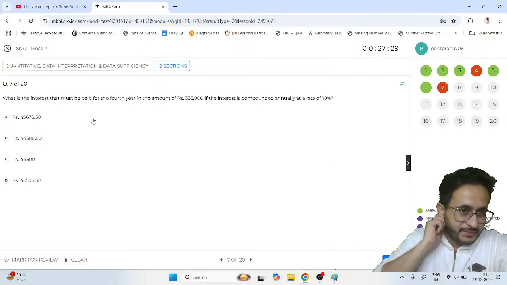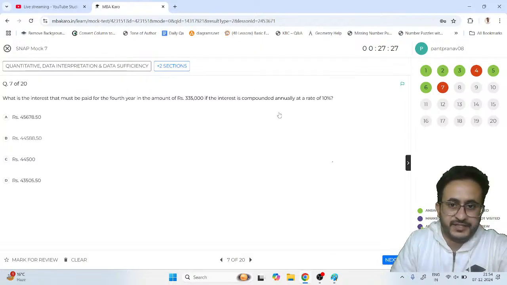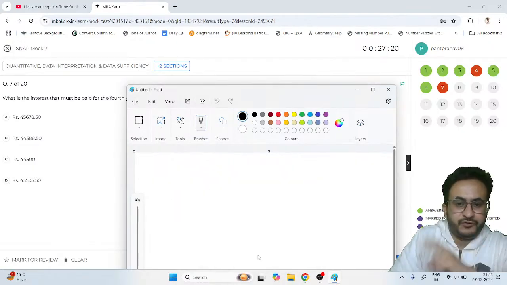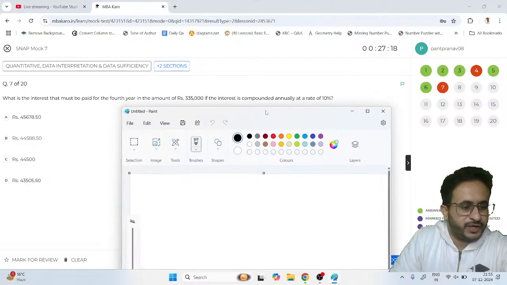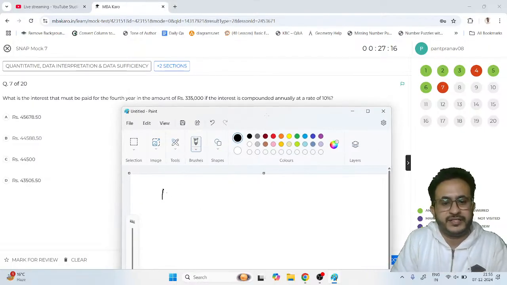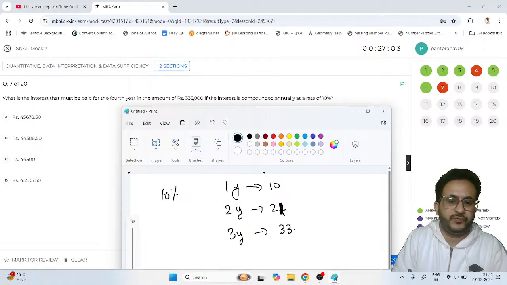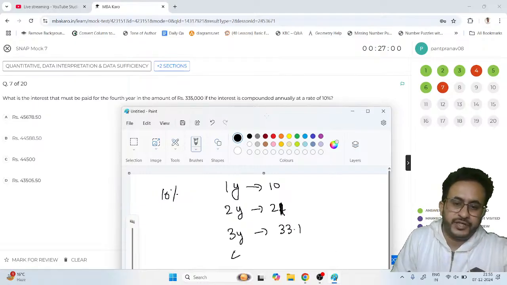What is the interest that must be paid for the fourth year if the interest is compounded annually at 10%? Okay. Now, this question, of course, is a calculation intensive one. We have to find interest for fourth year. So, in compound interest, when it is 10% for 1 year, the interest is 10, right? For 2 years, the interest is 21. 3 years, the interest is 33.1, 1.1 cube, and 4 years the interest is 46.41.